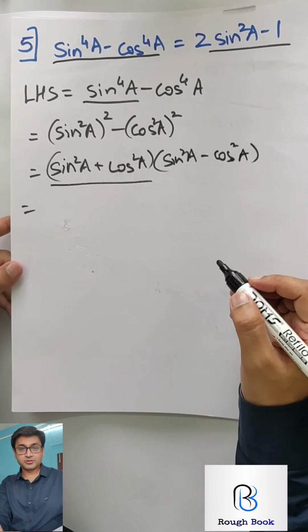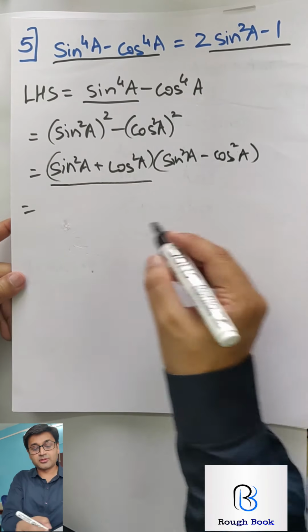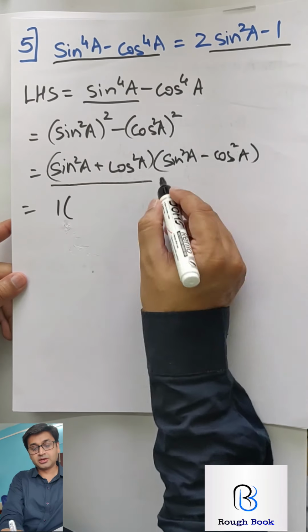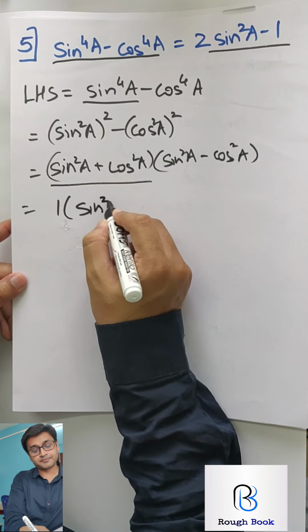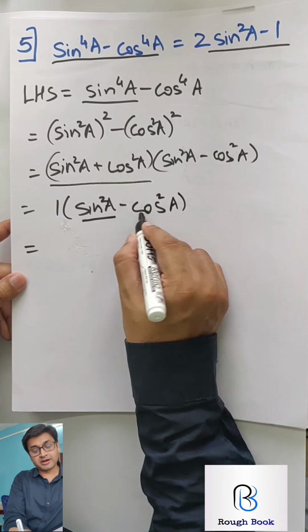A plus b, that is sine square plus cos square. Does it ring a bell? Square ratio. Sine square plus cos square is 1. Into the other bracket, sine square minus cos square.